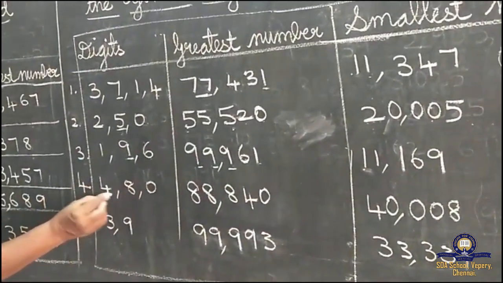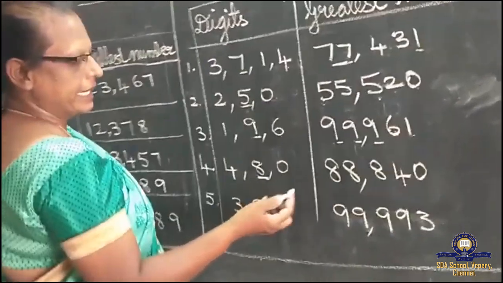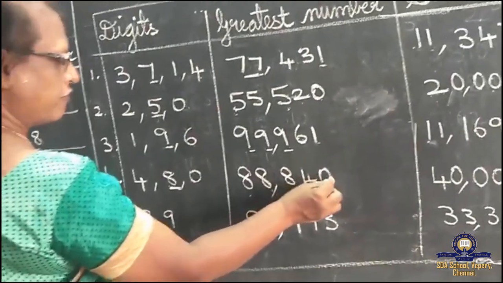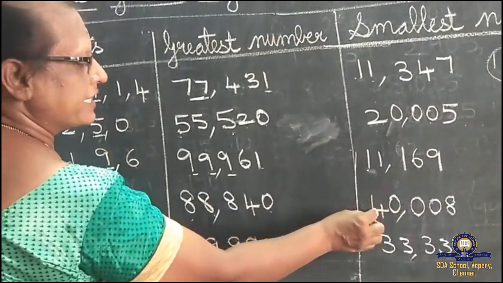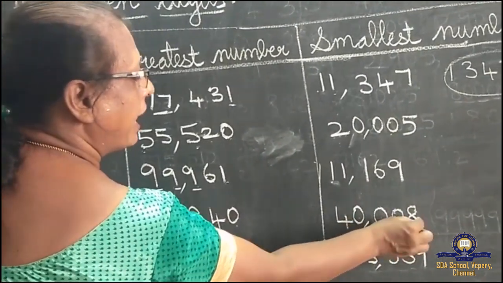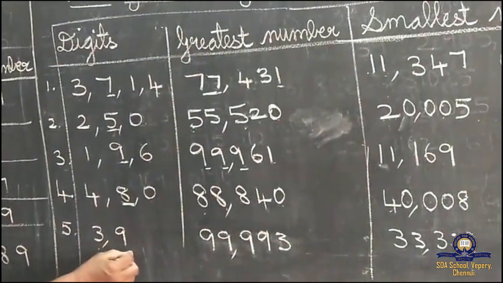Fourth one, 4, 8, 0. Which is the greatest number, children? 8. 8, 8, 8, 4, 0. 88,840. And here again, you should not write 0 first. You have to write 4. So 4, 0, 0, 0, 8. 40,008.